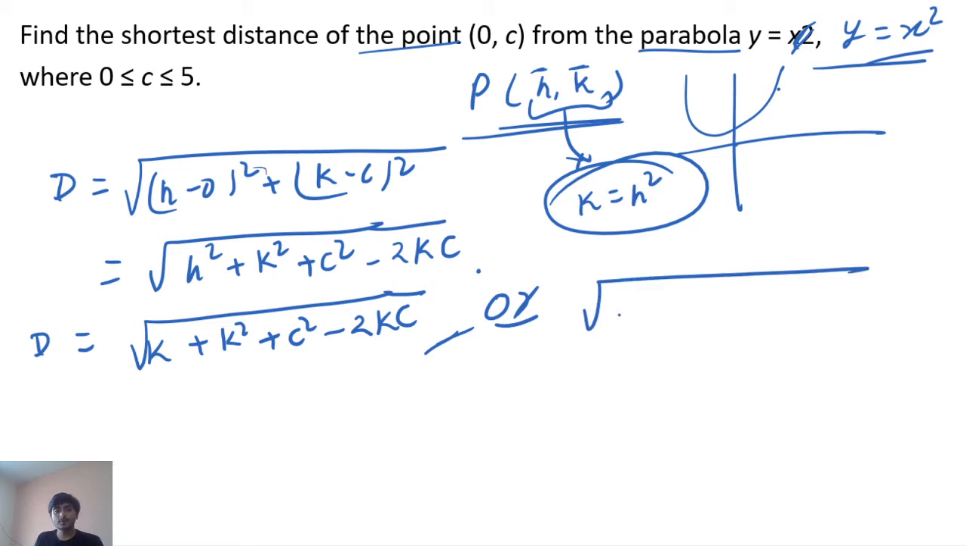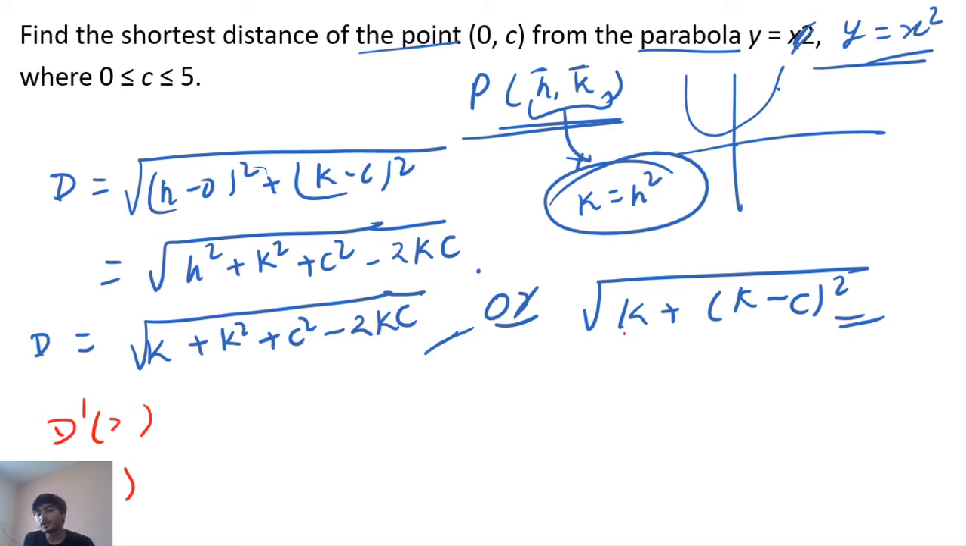or if you want you can write it in this way itself. h square will become k, so root of k plus k minus c whole square. Whichever is convenient to you, you can follow. Now, since we need to find the shortest distance, I need to know two things, d dash and d double dash, right? Since we are differentiating with respect to the one variable k, because c is a constant, d dash of k is equal to how much?